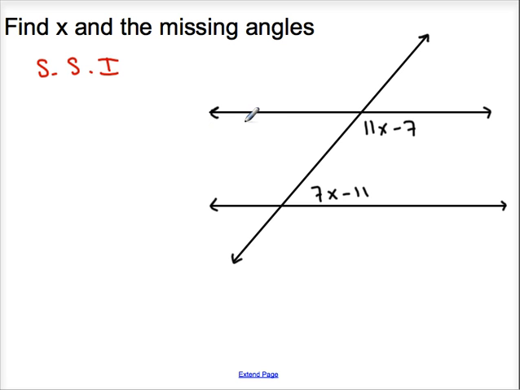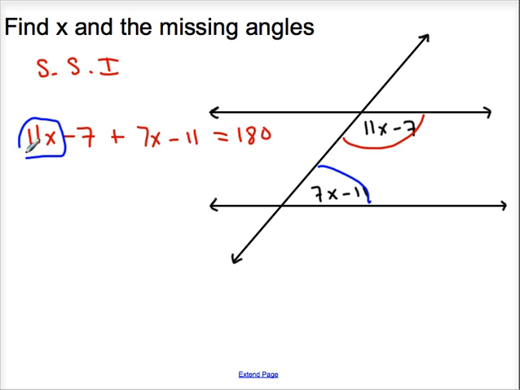They're not congruent, but they total what? 180. Very good. So 11x minus 7 plus 7x minus 11 should equal 180. So this angle here and this angle here, these same side interior angles, should total 180 degrees, or be supplementary. So if I combine my like terms, 11x and 7x, I get 18x. Very good. I got negative 7 and negative 11, so I get negative 18 equals 180.